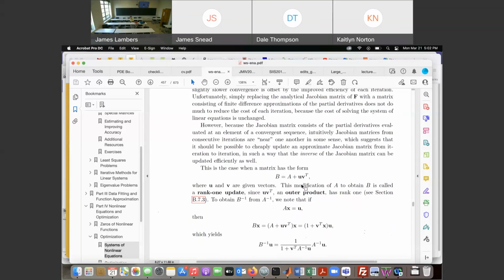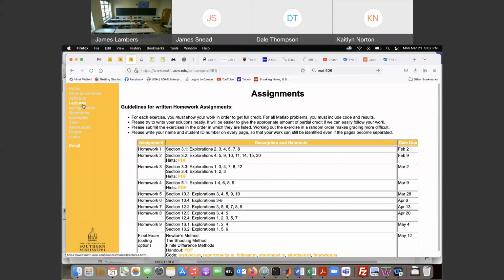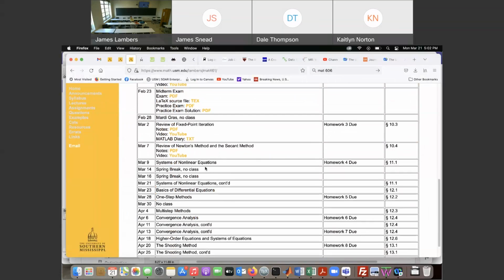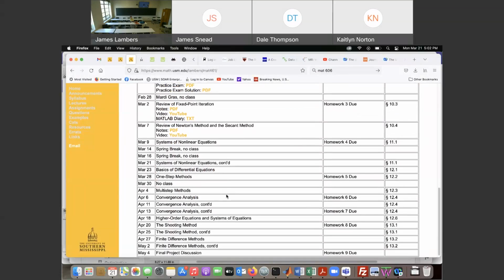So let's see what's coming up next time. We're getting into ODEs. In fact, it's all ODEs the rest of the way. Initial value problems first, chapter 12, and then chapter 13 is a little time on boundary value problems, which is the subject of the coding option for the final. So hope you like ODEs.